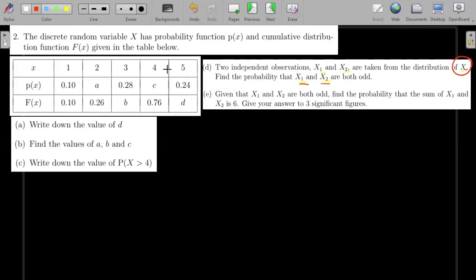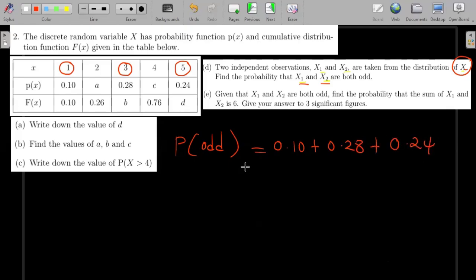So the distribution of X is what we've been given here. To find the probability that this X is odd, we're just going to add the probability for the odd numbers here. So 1 is an odd number, 3 is an odd number, and 5 is an what? Odd number. Okay, so let's add their probability. It will be 0.10 plus 0.28 plus 0.24. This will be equal to, and when we add this, I'm getting 0.62.